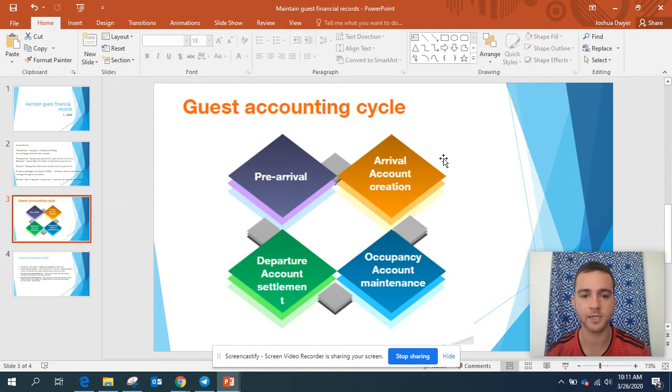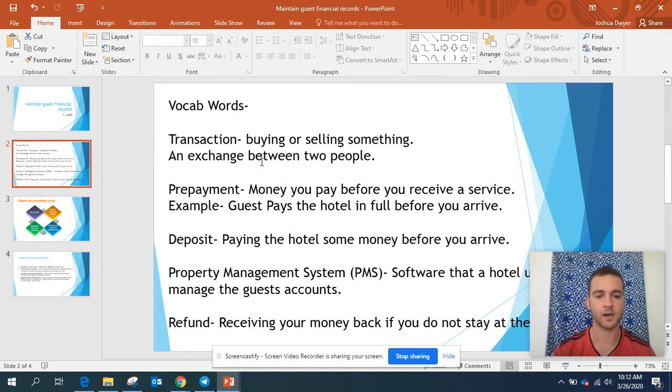So if you remember, we talked about pre-arrival last class. That is when the guest is booking the hotel. And remember, we talked about these words, prepayment and deposit. So when a guest books a hotel, sometimes the hotel makes them pay a deposit, which is some money before you arrive, or prepayment, meaning that you pay for the room before you show up.